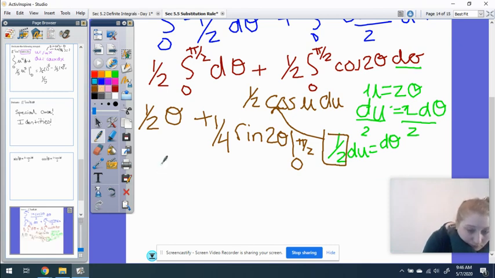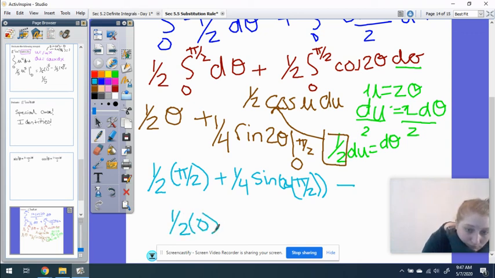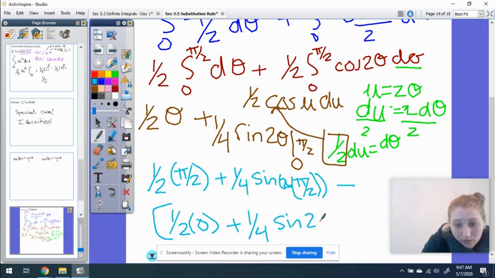So in total, we're going to have 1/2 pi over 2 plus 1/4 sine 2 times pi over 2 minus 1/2 times 0 plus 1/4 sine of 2 times 0. Okay, so then let's think about what all these things equal.